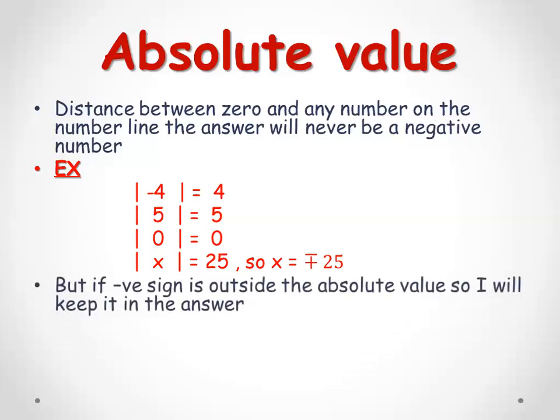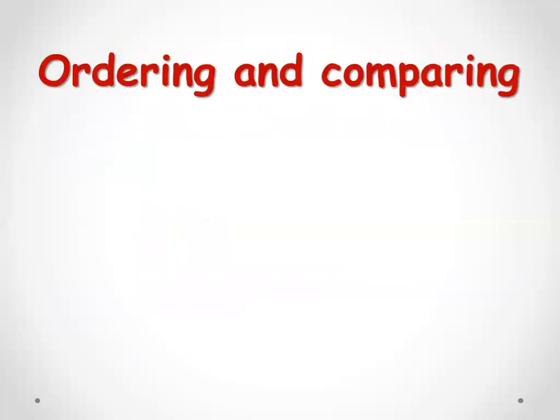But if the negative sign is outside the absolute value, I will keep it in the answer. As in the example here, negative absolute value of 8 is giving me the sign which is negative. I'm going to put it in the answer. Absolute value of 9 equal 9. So my answer is negative 9.